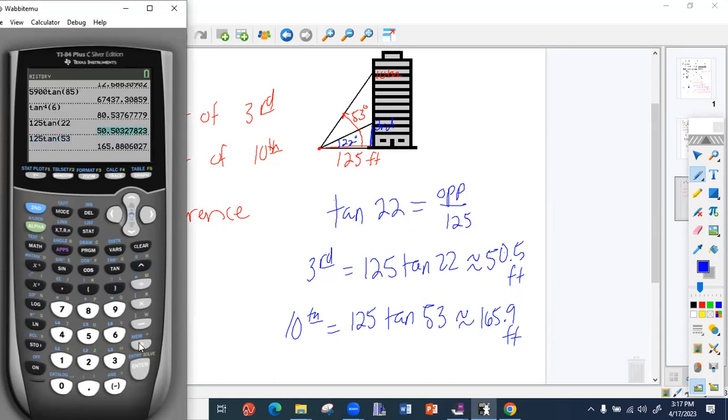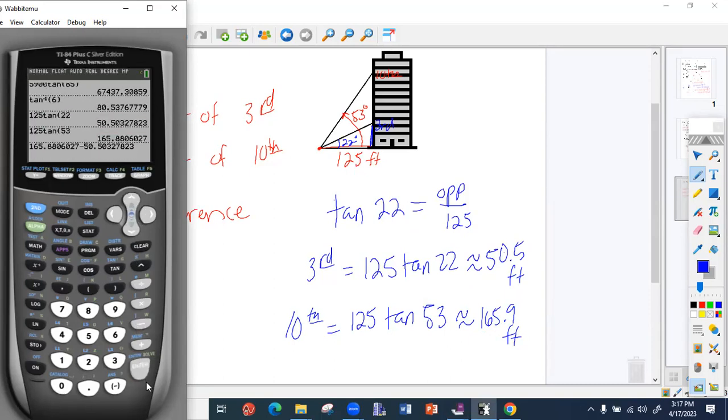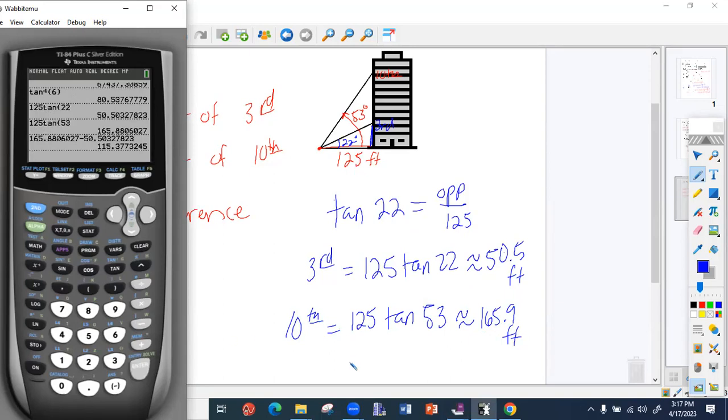So I'm just going to arrow up, hit enter, subtract, arrow up, hit enter, and subtract, and we get that the difference is approximately 115.4 feet between the two floors. How did we do? Good? Doable? All right, 10.1. What's the first problem?